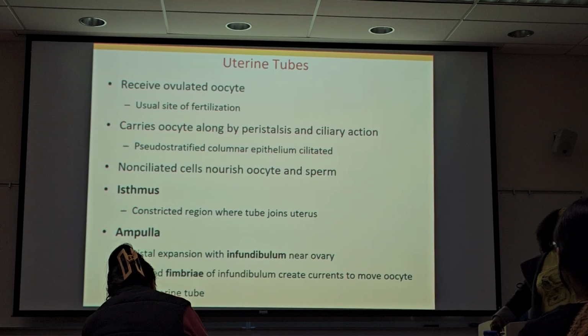So sperm cells have to make their way all the way through the vagina, the cervix, the uterus, into the fallopian tubes, where they hopefully meet up with an egg that had been ovulated out of the ovaries and into the fallopian tube. And that's where fertilization will occur. The uterine tubes will carry the oocyte along. In the regions of the ampulla of the uterine tubes, there are cells that are ciliated. They coax and wave and move that egg along so that it moves down the female reproductive tract.